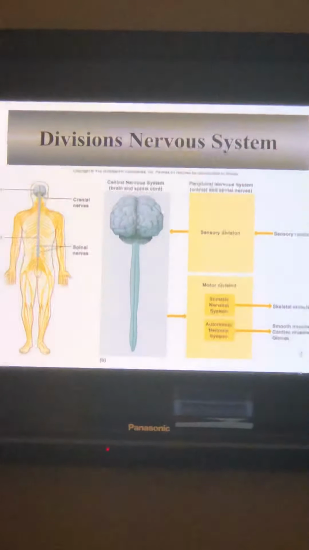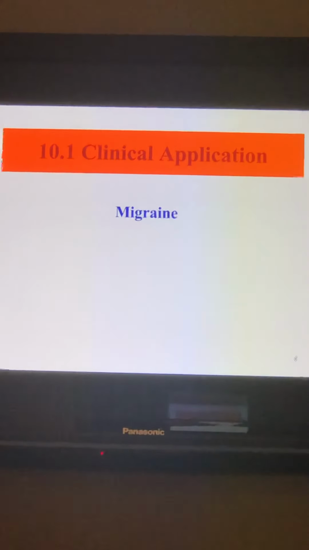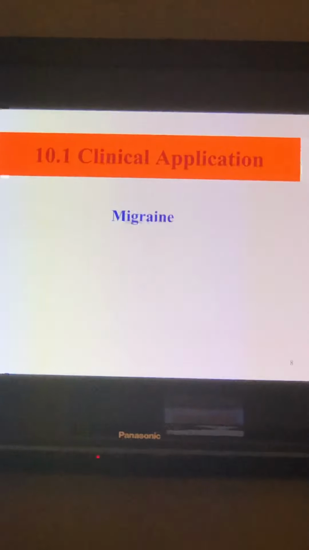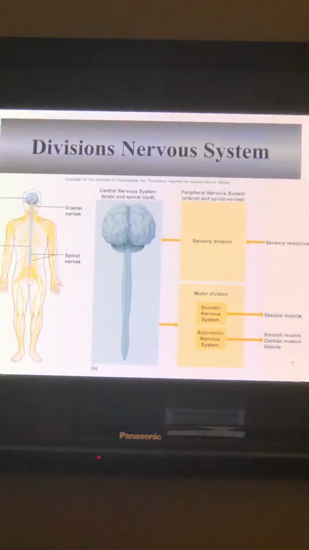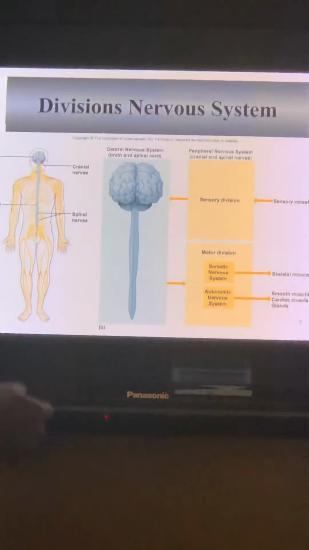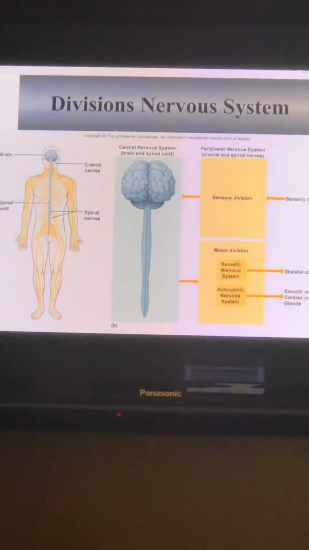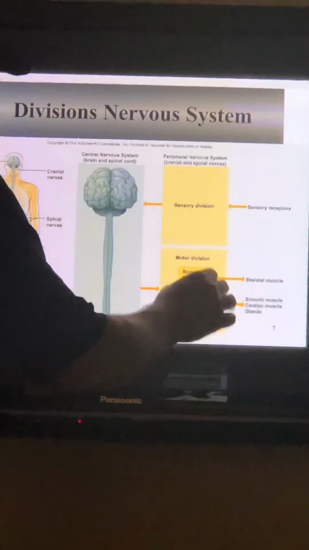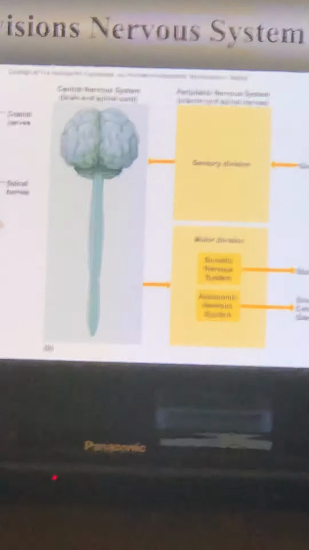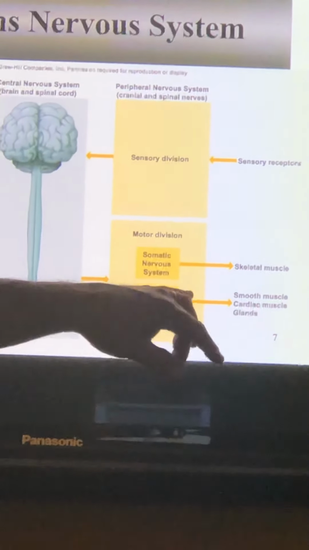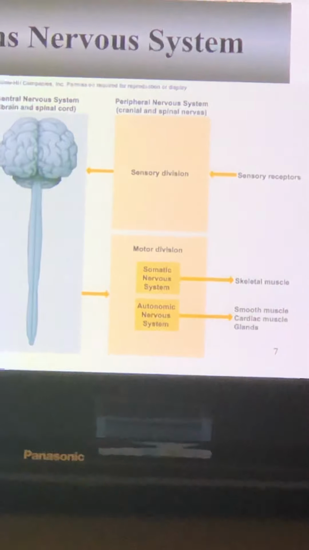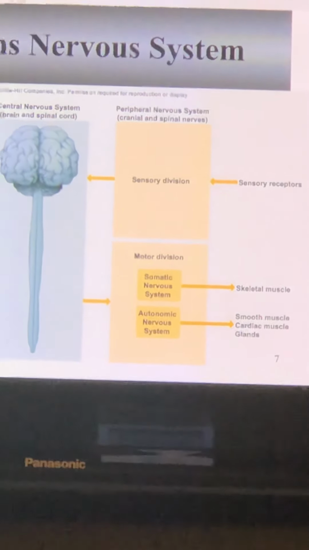Then we can further divide the autonomic. I guess they didn't show that. Let me go back here. Apparently they don't show that, but we'll show it right here. We can further divide the autonomic nervous system into a sympathetic and parasympathetic division. The sympathetic division we call the fight or flight, and the parasympathetic division is concerned with homeostasis. We'll talk a little bit more about that later.